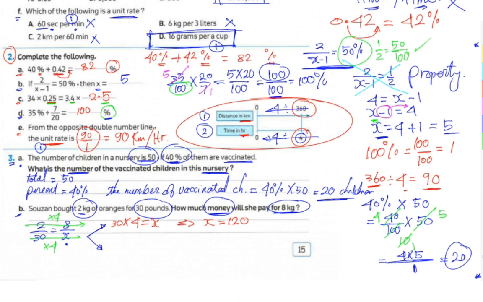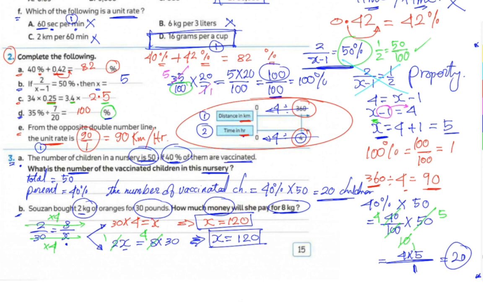The second way, I have the property. Yes, I can multiply 2 times x equals 30 times 8. So 2 times x, that's 2x, and 8 times 30, the extremes. Now I have an equation. I can simplify: 2 over 2 equals 1, and 8 over 2 equals 4. That means 1x equals 4 times 30, which is 120, and that's the same result. So what is x? x is the money she will pay.